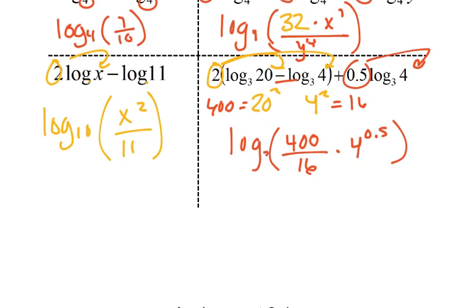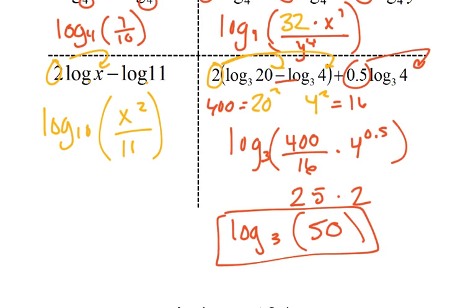And this is a log base 3. Since these are all numbers, we could go ahead and actually just multiply them out. So 400 divided by 16 is 25. And 4 to the 0.5, 0.5 is actually a square root, so 4 to the 0.5 is 2. And so we do actually have a 50 as the number inside log base 3. Which again, hopefully makes it a lot simpler to look at than that original statement.